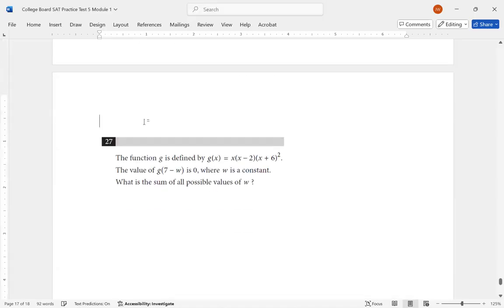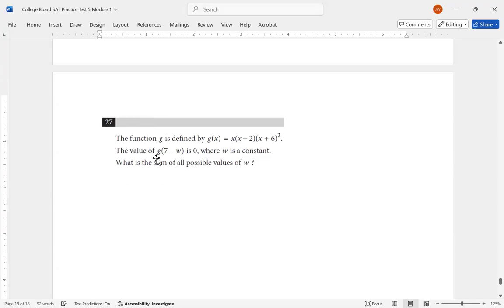Let's take a look at problem 27. Problem 27 says the function g is defined by g of x is equal to x times x minus 2 times x plus 6 squared. The value of g of 7 minus w is 0, where w is a constant. What is the sum of all possible values of w?